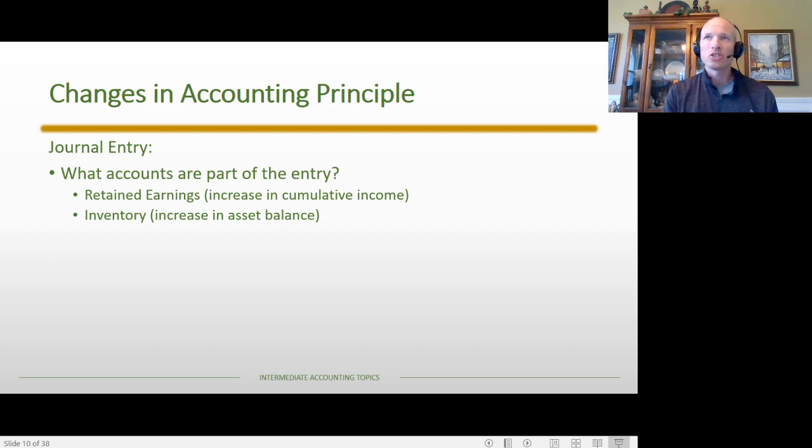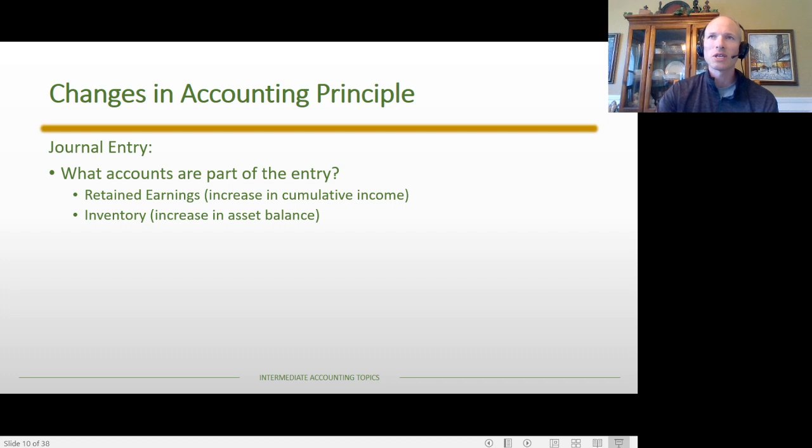If we had made this change, let's say partially through the year, then there could be some temporary accounts as well. I'm not going to have that for tests or anything like that, but I just want you to be aware that depending on when you make the change, there could be temporary accounts affected as well. But since we implemented the change at the beginning of a year, we don't have to worry about it. It's just going to be permanent accounts, retained earnings and inventory. So it's really key that you think about permanent accounts.